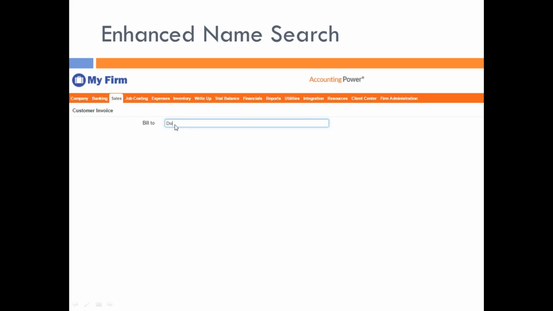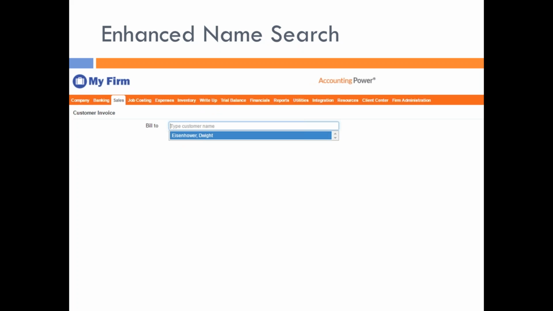Now, as long as I type in a few letters, it really searches anywhere in the string, but its main use is for first names and last names. As soon as I type in DW here, it will find Dwight Eisenhower because there's a DW somewhere in the name. So it makes it much easier.